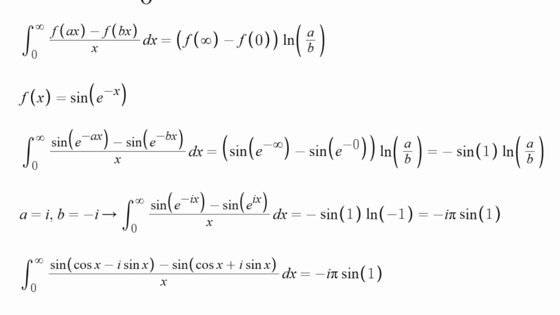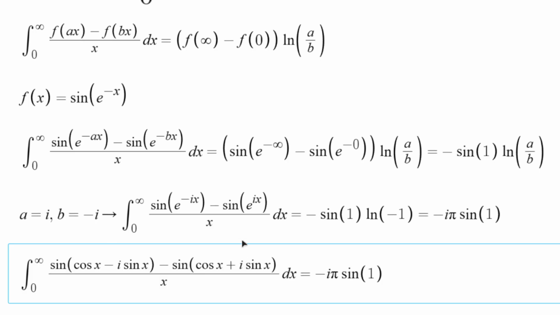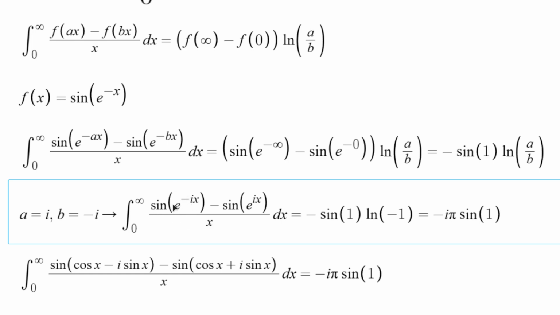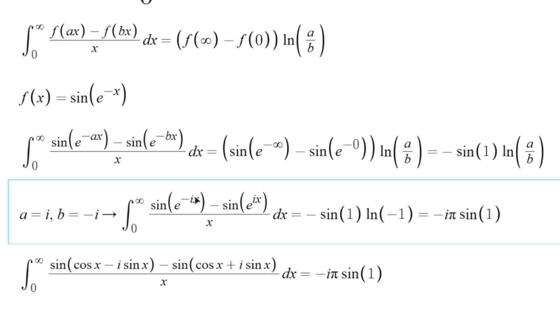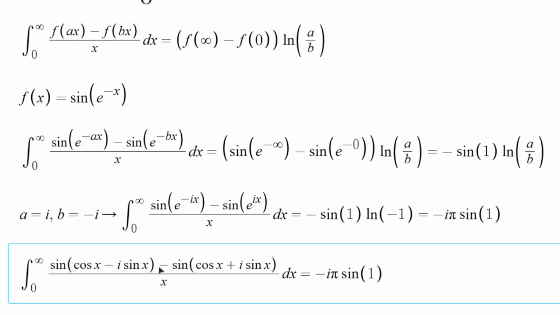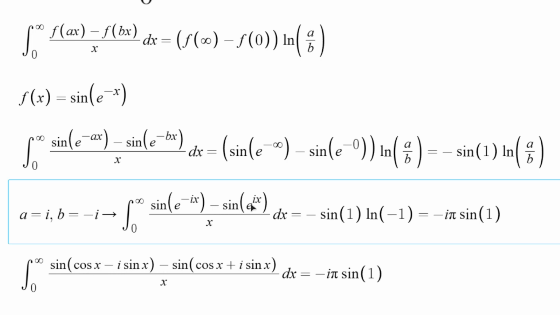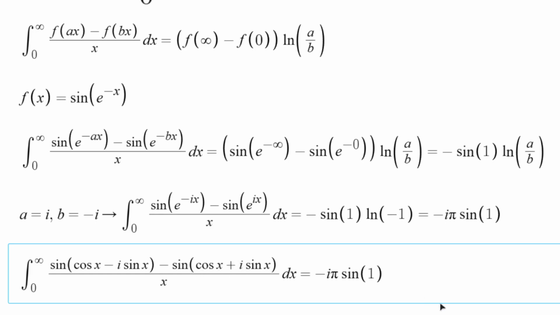All right, next step. We are going to express e to the negative ix and e to the ix in its trigonometric form. So we just write e to the negative ix as cosine x minus i sine x, and e to the ix as cosine x plus i sine x.